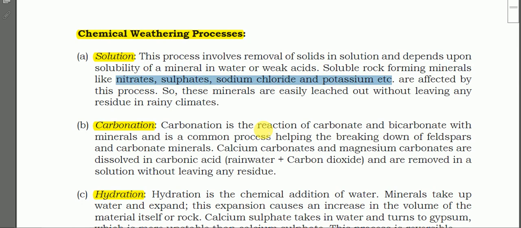Just think about the solution of salt in the water. Like that, some minerals will be dissolved in the water totally, without leaving any residue. That means there may not be any remains after the solution process.